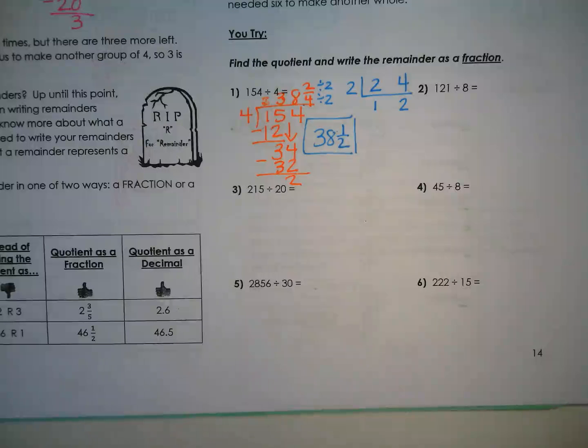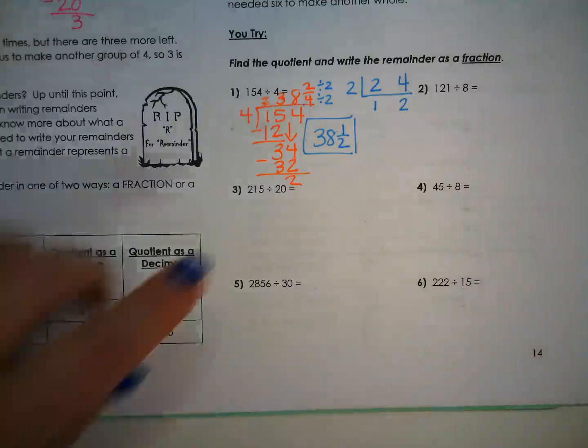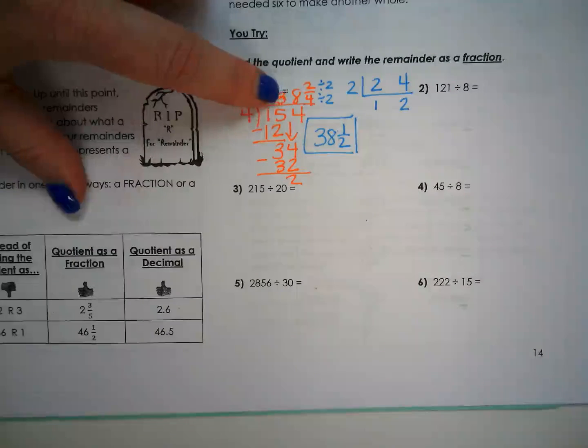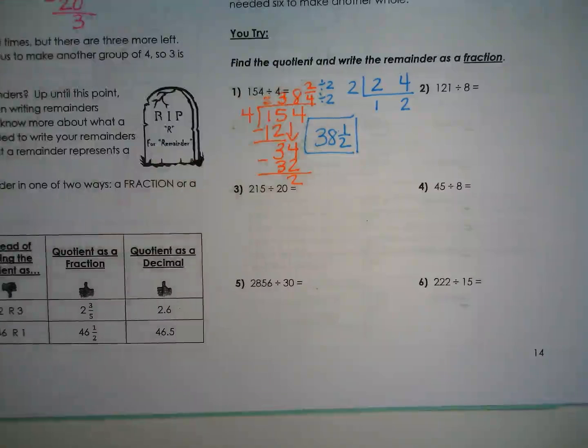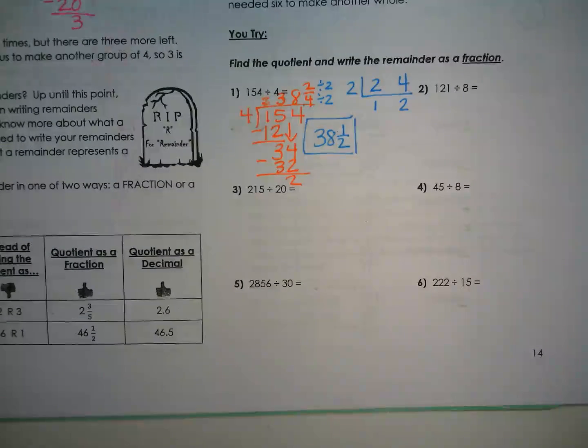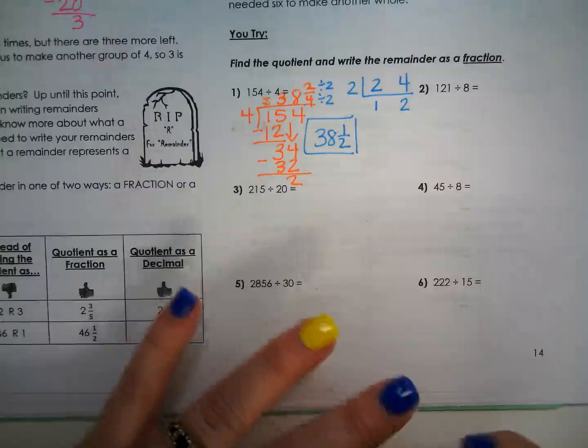What, Eddie? The 38 comes from the division that we did. 4 went into this number 38 whole times, and we had some remainders. That's where the remainder comes from. Does that make sense? All right. We're going to do one more together, then I'm going to let you guys do a few, and I'm going to let you start your homework.